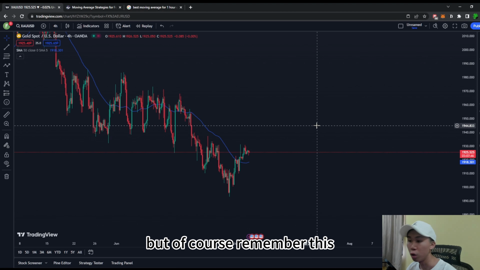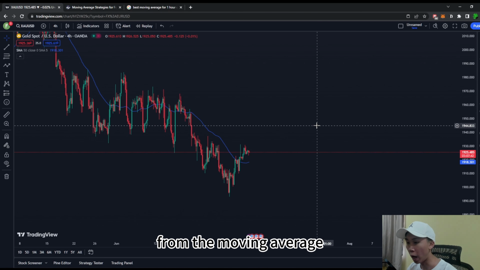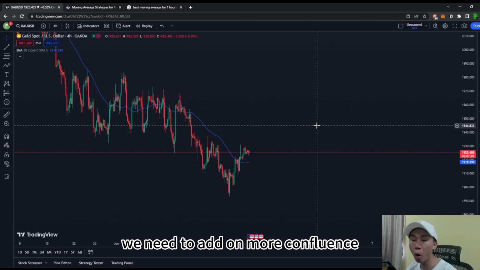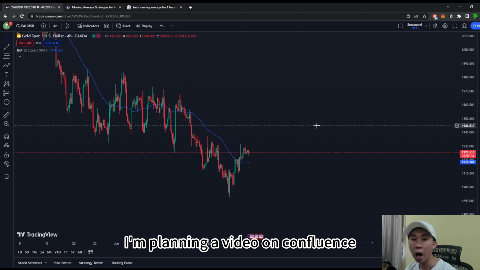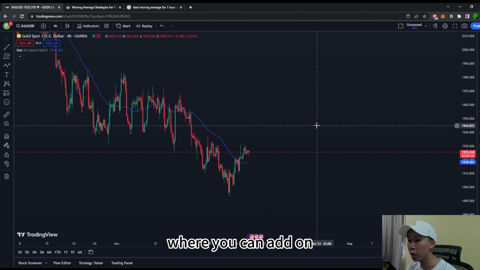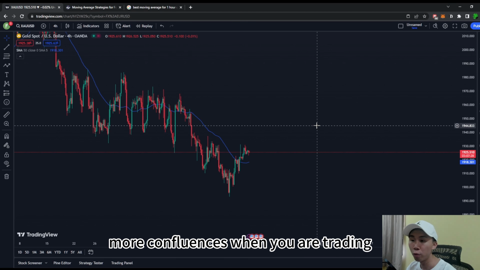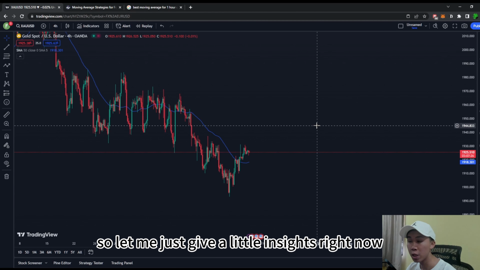But of course, remember this, we cannot just solely trade from the moving average. We need to add on more confluence. If you're wondering what is confluence, don't worry. I'm planning a video on confluence trading in the future where you can add on more confluences when you are trading. So let me just give a little insight right now.